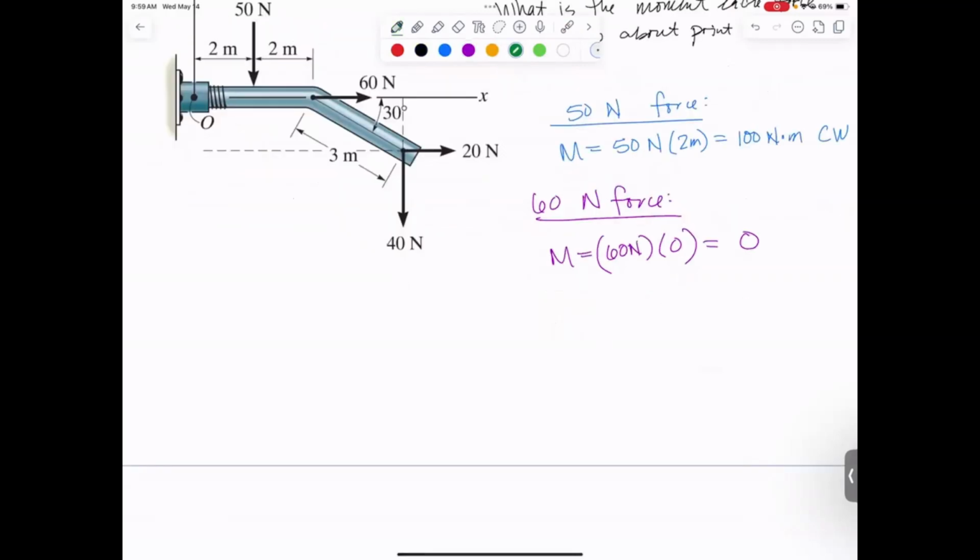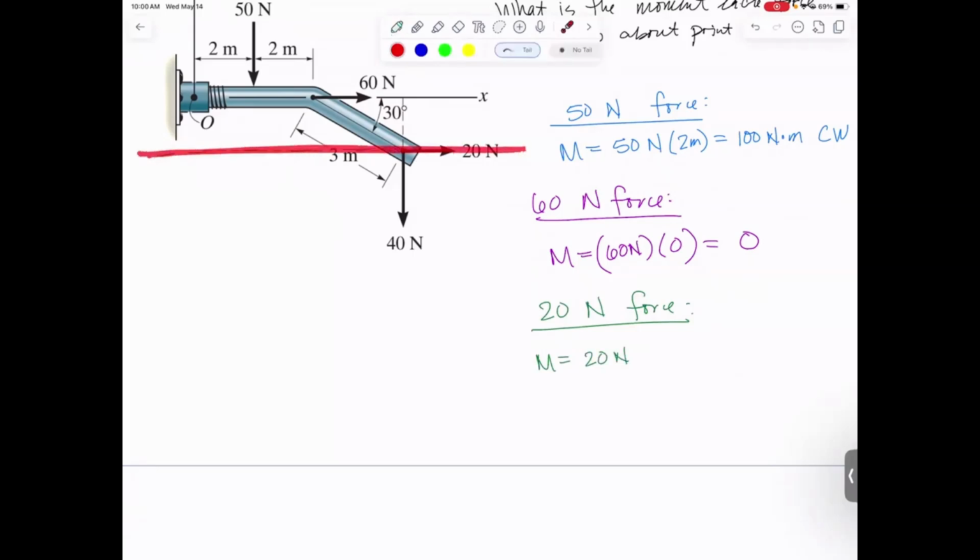Let's do the 20 Newton force. It's 20 newtons. And now I need the perpendicular distance. You'll notice I've got a little dashed line along here. The 20 newtons lives along this line. So what I need is its perpendicular distance from O, just from O to the line. Don't try to go all the way over here to where the force is. Go from O to the line of action.